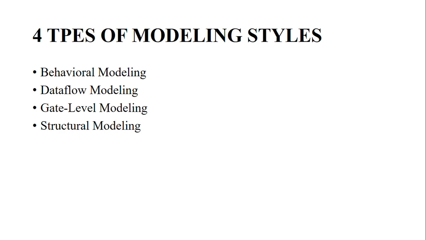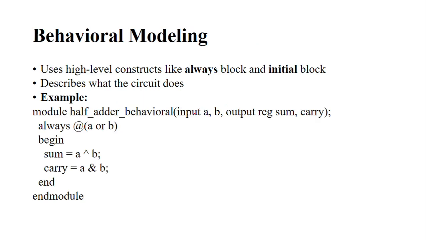But in this video we just say what these things are, meaning how we can represent behavioral modeling, data flow modeling, gate level modeling, and structural modeling. We can observe that by using one simple example. First we look into behavioral modeling. In this video I consider a half adder as my example, and by using this half adder I explain all 4 modeling concepts.